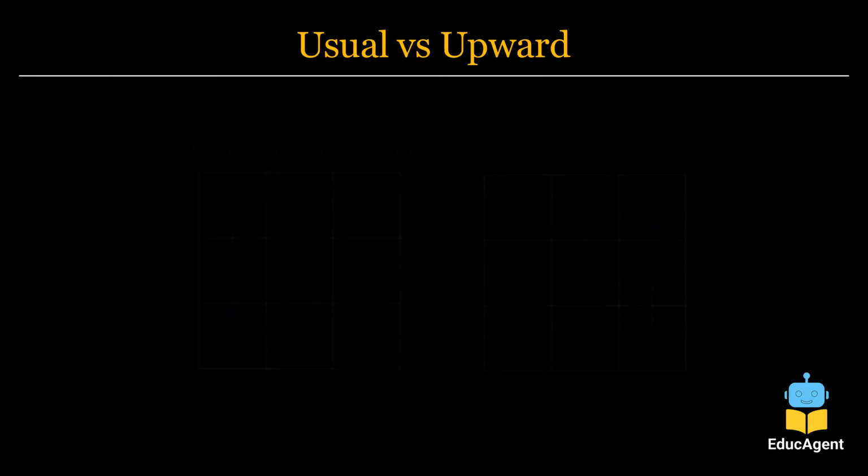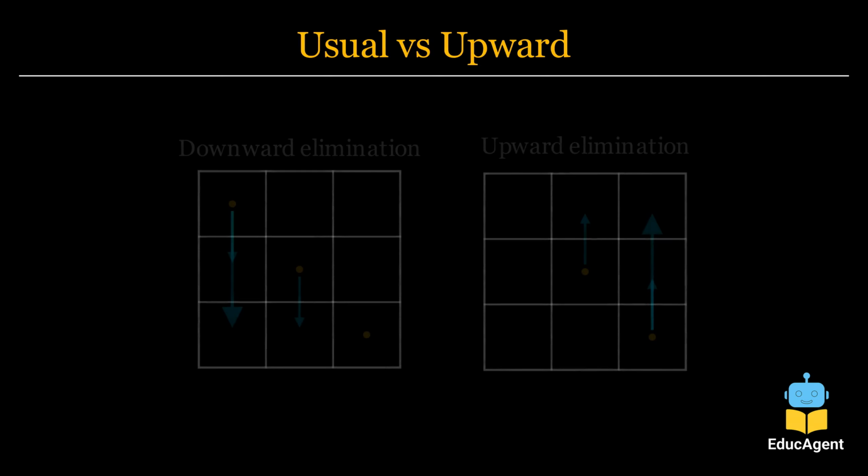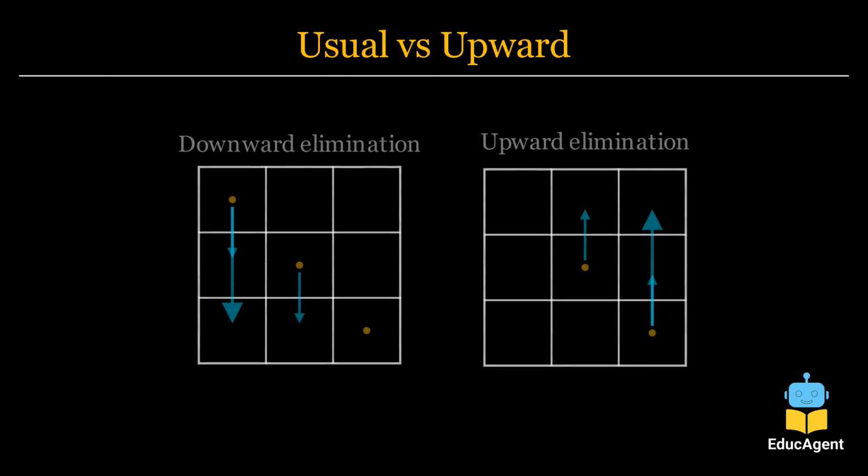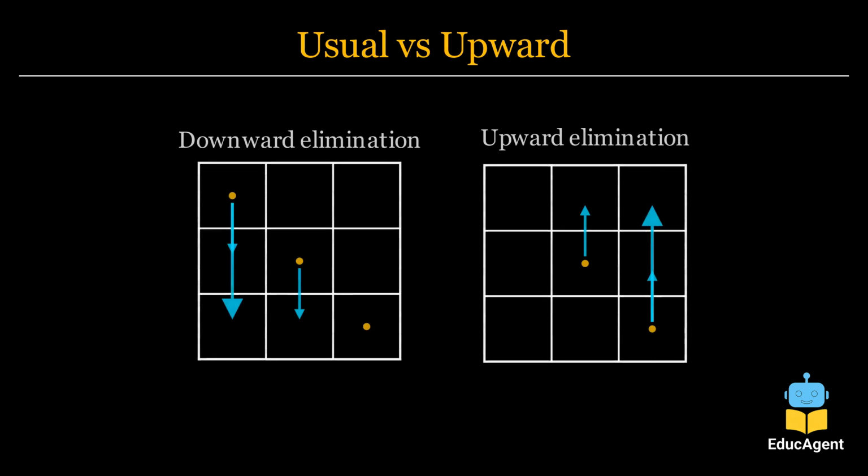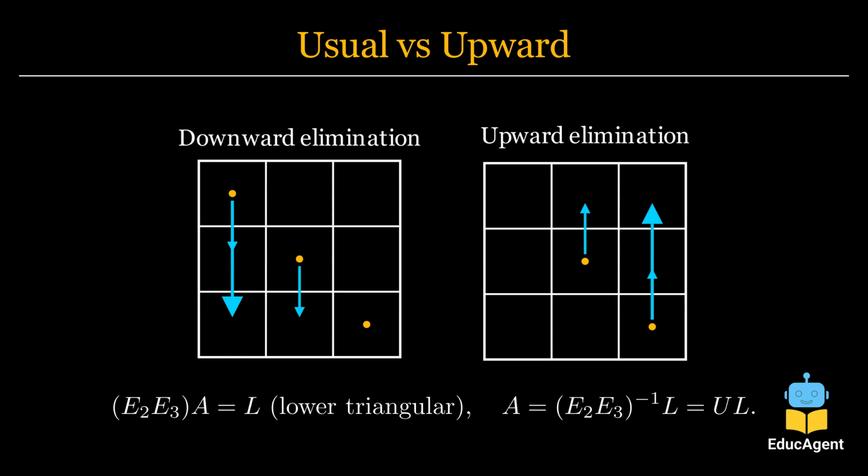On the left is the standard picture. Clear entries below each pivot. On the right is today's twist. We clear entries above the pivots, starting from the bottom right pivot and moving upward. Upward elimination corresponds to multiplying by upper triangular elimination matrices on the left, until the matrix becomes lower triangular.